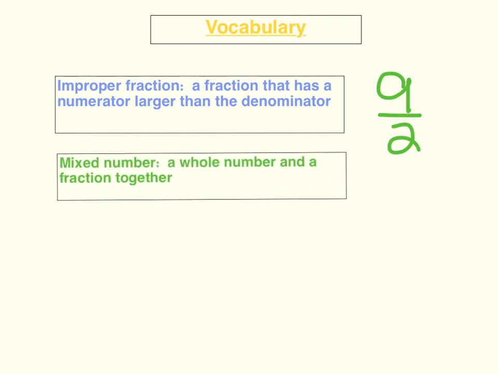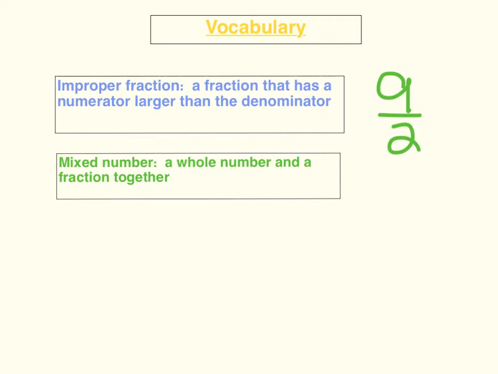Next we have mixed number. A mixed number is a whole number and a fraction together. And remember, we've talked about that in class, where I said it's like a whole number and a fraction. They can't decide what they want to be, so they're mixed up. So we would have something like 2 and 3/5 as a mixed number.